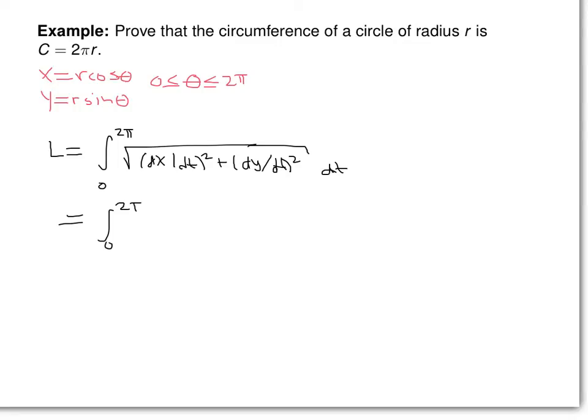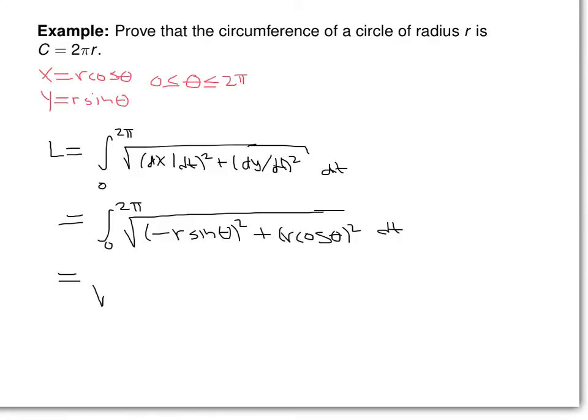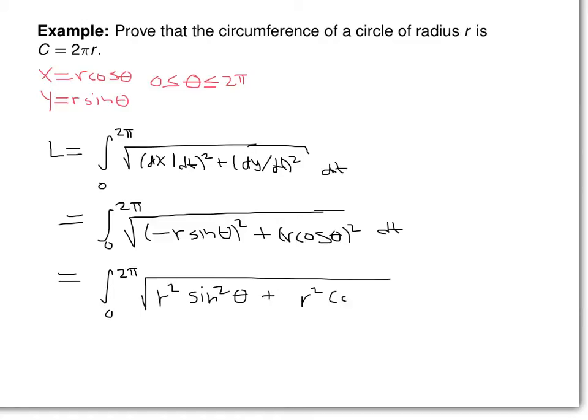So the integral from 0 to 2 pi of the square root of (dx/dt) squared plus (dy/dt) squared dt. dx/dt would be negative r sine of theta, dy/dt would be r cosine of theta, squared, dt. So that's the integral from 0 to 2 pi of r squared sine squared theta plus r squared cosine squared theta. And if we factor out the r squared and root it, we'll have r times the integral from 0 to 2 pi of the root of sine squared theta plus cosine squared theta d theta.